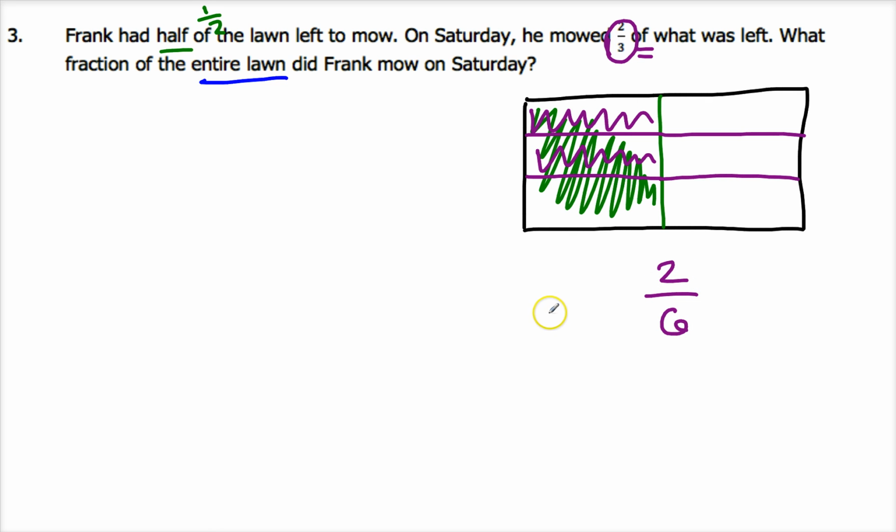But I can also do that using my multiplication. I know that we started out with 1/2 of the lawn, and now we're taking that times 2/3 of the lawn. So if I use the multiplication rules that we just learned, we're going to take our numerators times each other, 1 times 2, over my denominators, 2 times 3.